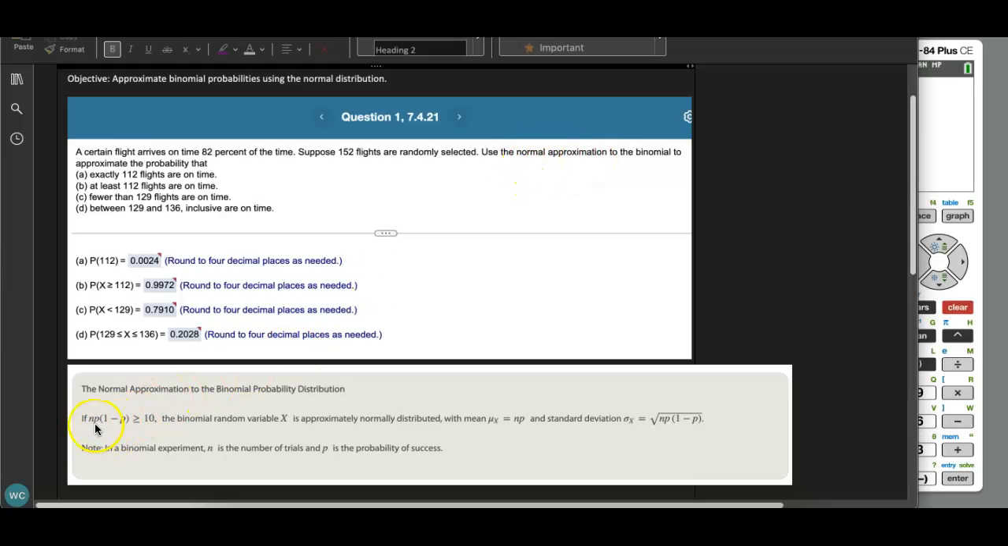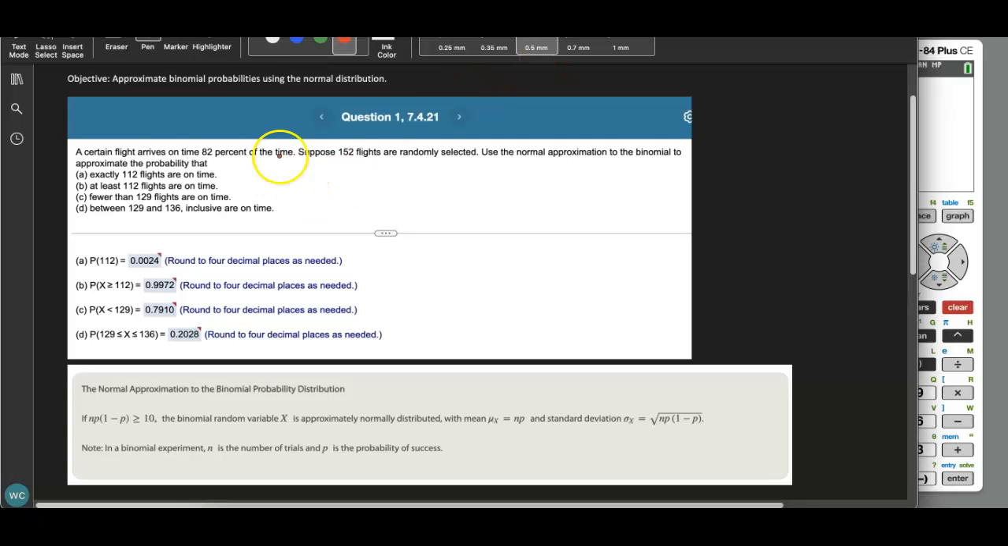So in order to do so, the first thing we need to do is verify that NP times 1 minus P is at least 10, or greater than or equal to 10, where N is the number of trials and P is the probability of success. So here N is this value, the 152. And P is this value, written as a decimal, of course, 0.82.